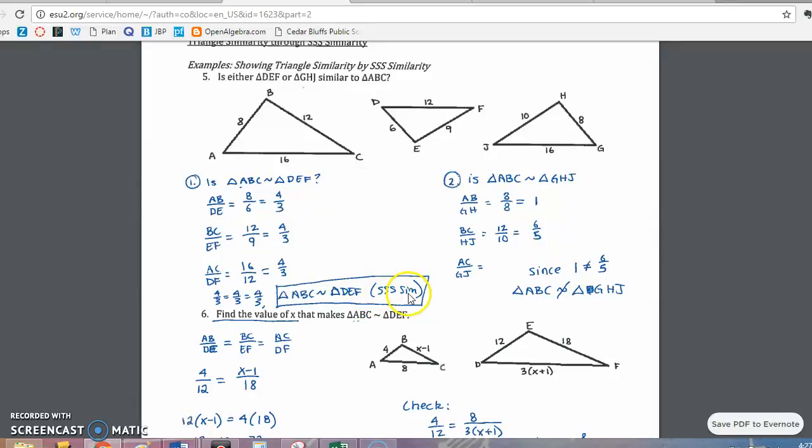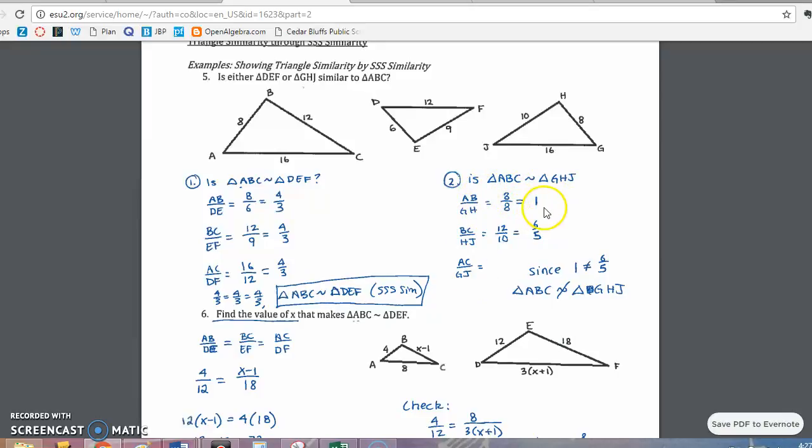And it's important to put that SIM here to indicate similarity, otherwise we think you're proving congruence, and we can't do that here. The second part of this question wants to know if triangle ABC is similar to triangle GHJ. And I do the exact same thing. I set up my corresponding side ratios, plug in my known information, and simplify.